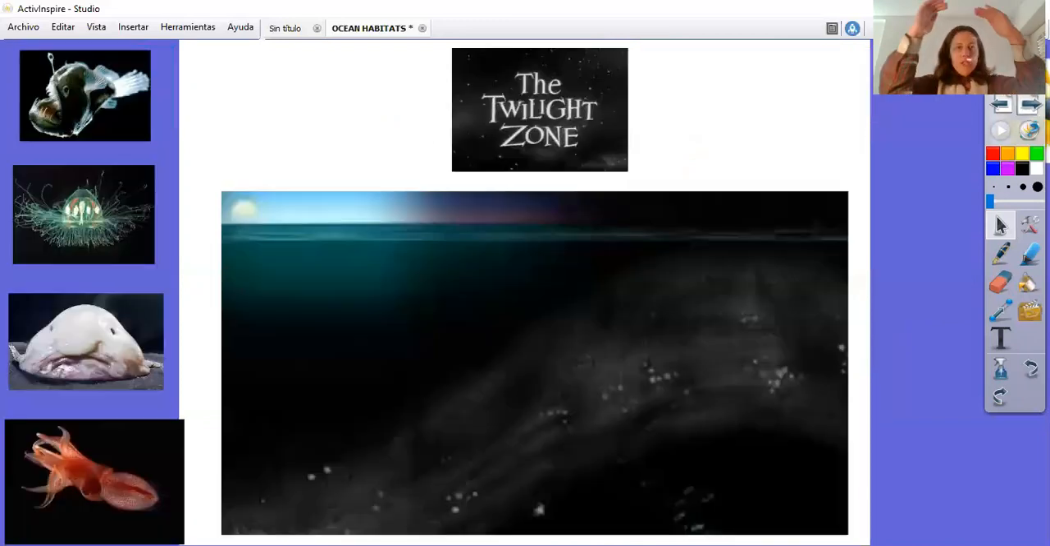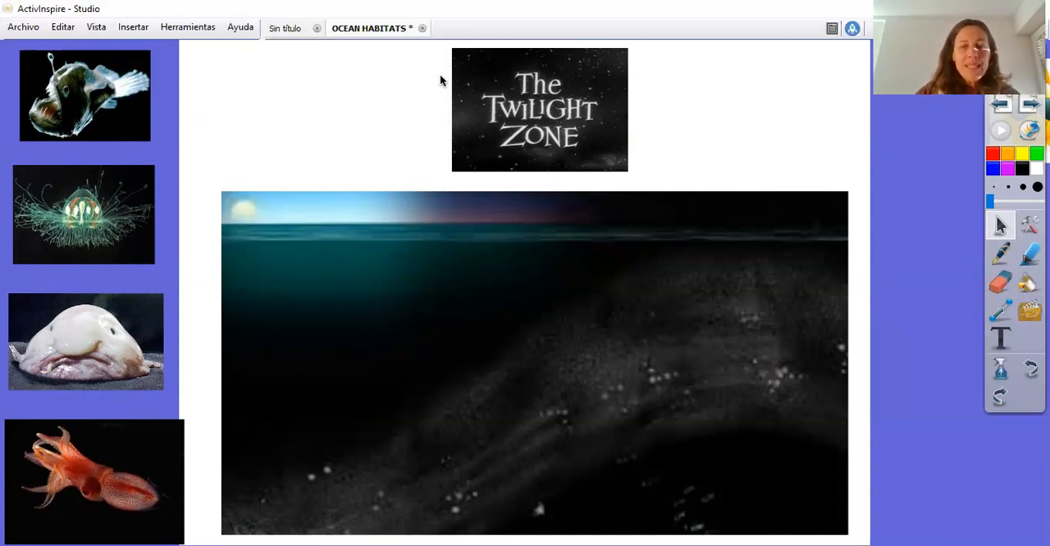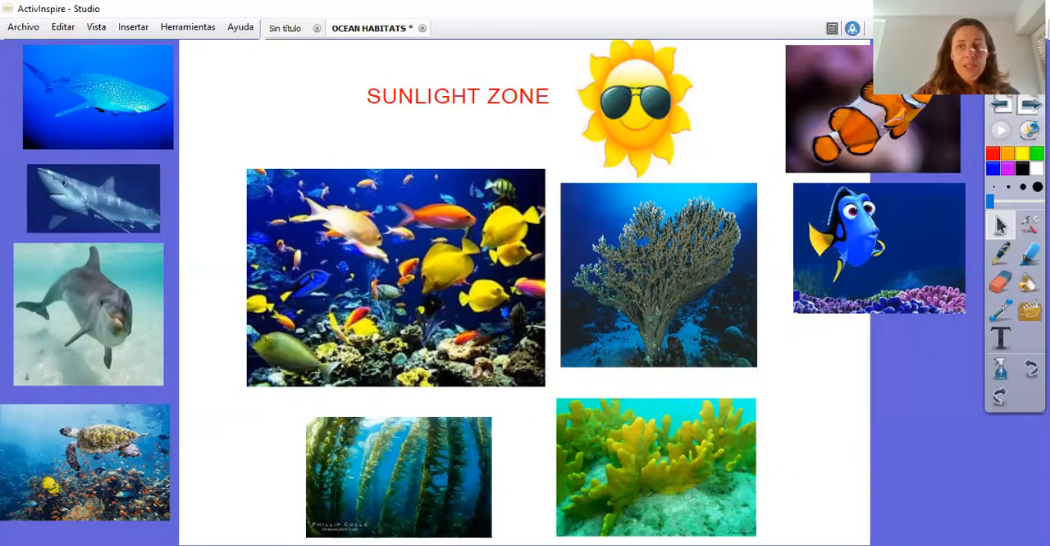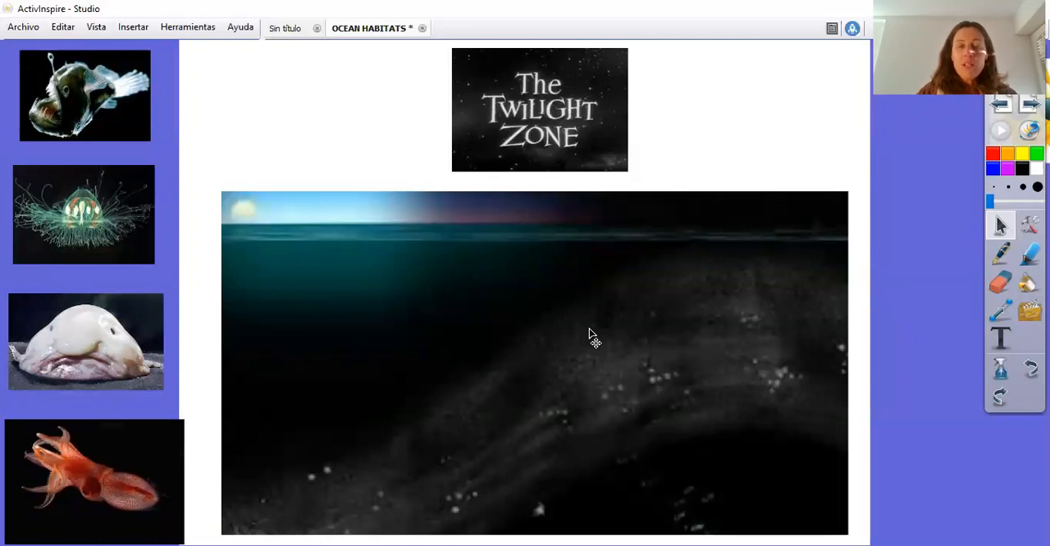Then we are going to go a bit below, a bit down below. And this is the twilight zone. Look how it changes. Look at this, and now look at the twilight zone. What's going on here? Yes, it's darker, right? Why? Because the sun can't get into the twilight zone. That's why everything is dark. And as the sun can't get into this zone, there are no plants, no plants at all. And there are very incredible and amazing creatures.